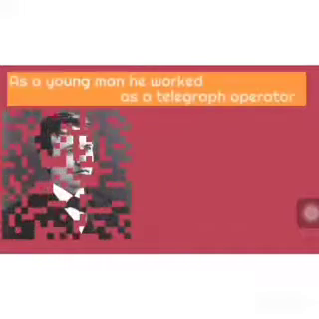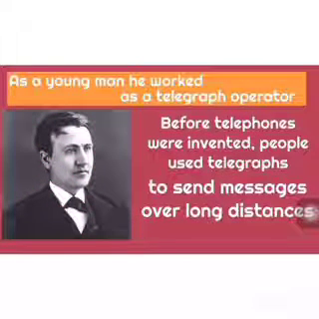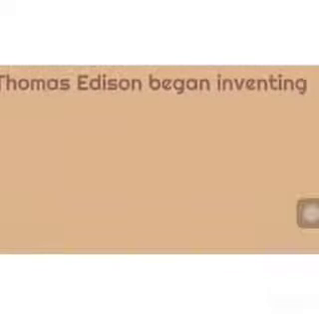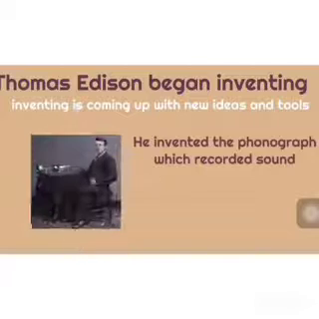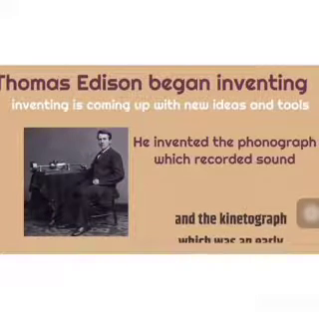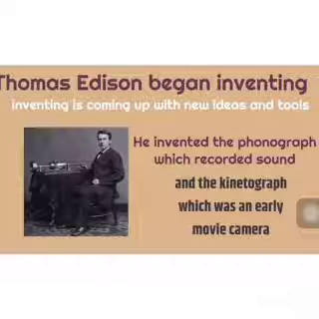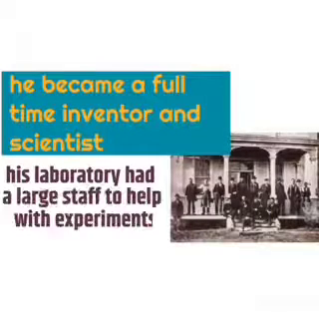As a young man, he worked as a telegraph operator. Before telephones were invented, people used telegraphs to send messages over long distances. Thomas Edison began inventing. Inventing is coming up with new ideas and tools. He invented the phonograph, which recorded sound, and the kinetograph, which was an early movie camera. He became a full-time inventor and scientist. His laboratory had staff who helped him with experiments.